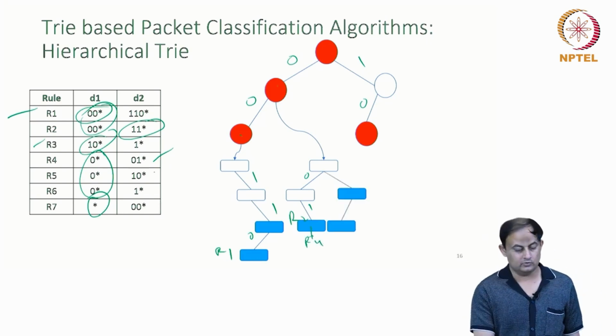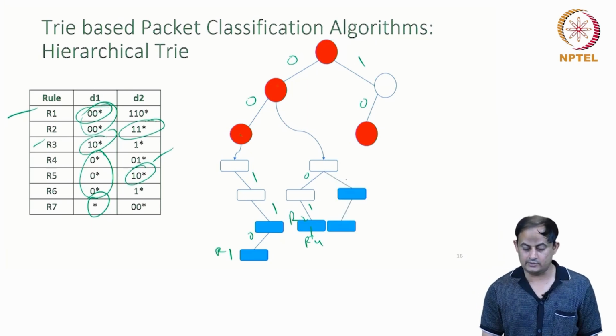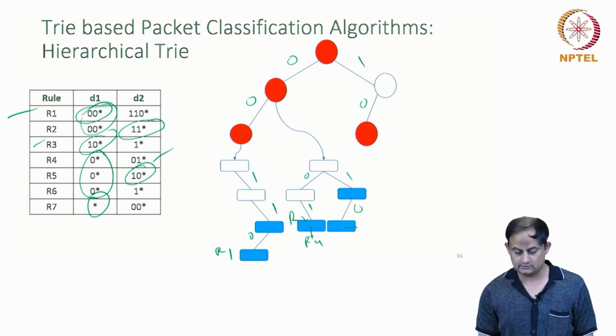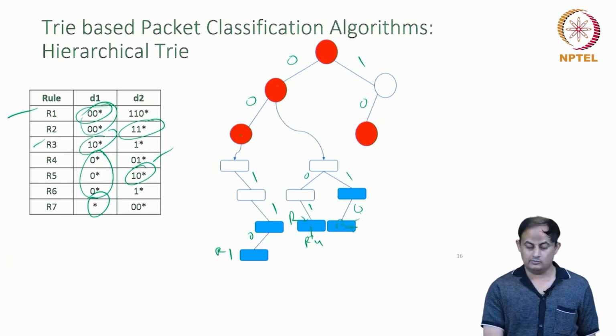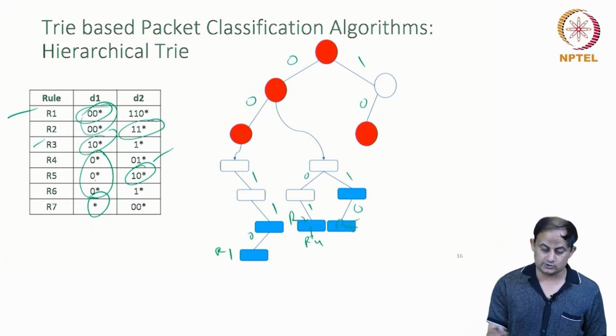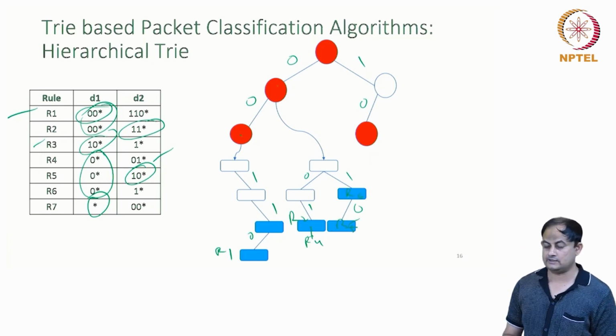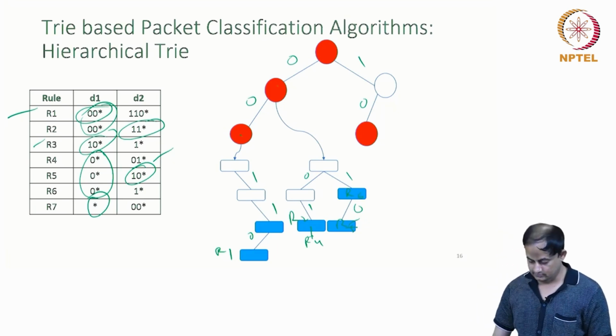And then 1 0 star is also another combination. This is a 1, this is a 0, and this is a node which is indicating the rule number R5. And rule number R6 says 0 star followed by 1 star. This is the node which is indicating the rule number R6. And I continue doing this.